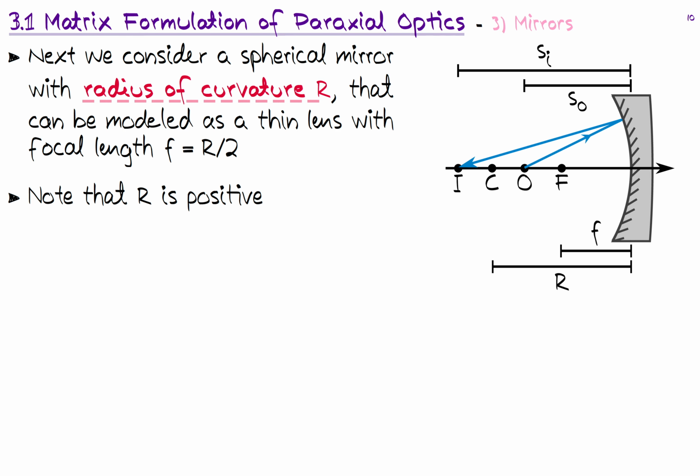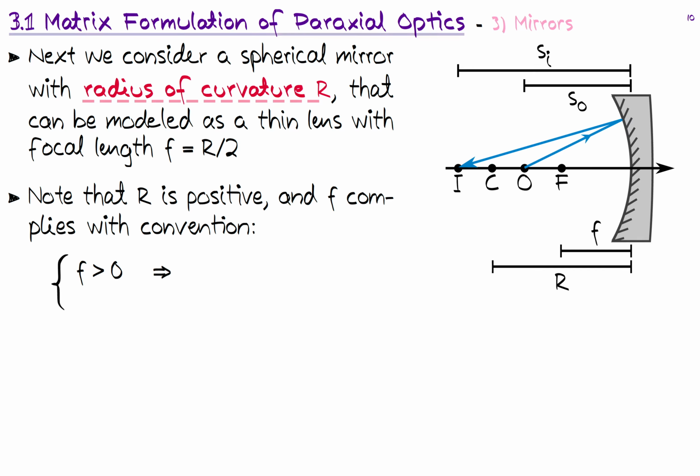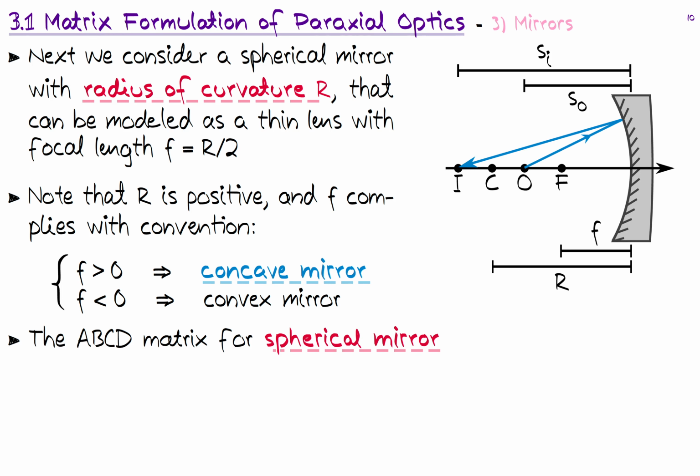Please note that R is positive and F complies with the convention that when F is positive, we have a concave mirror, and when the focal length is negative, then we have a convex mirror. So that's basically the notation we have here in terms of the positive and negative valued numbers.